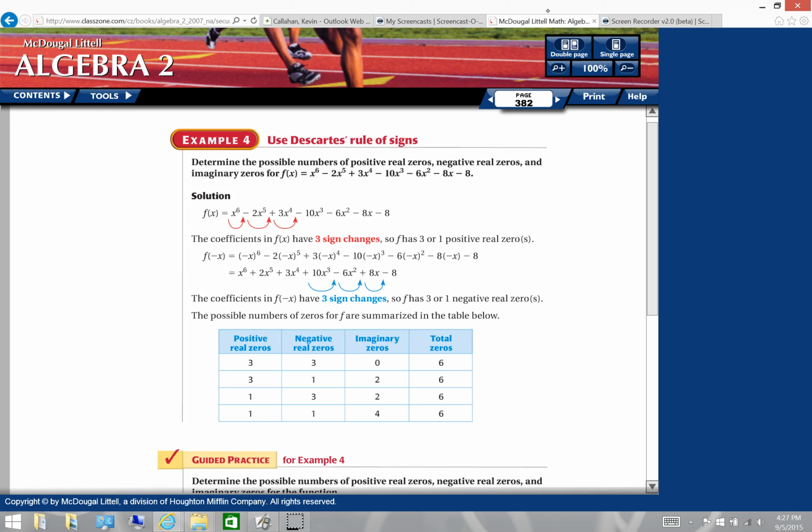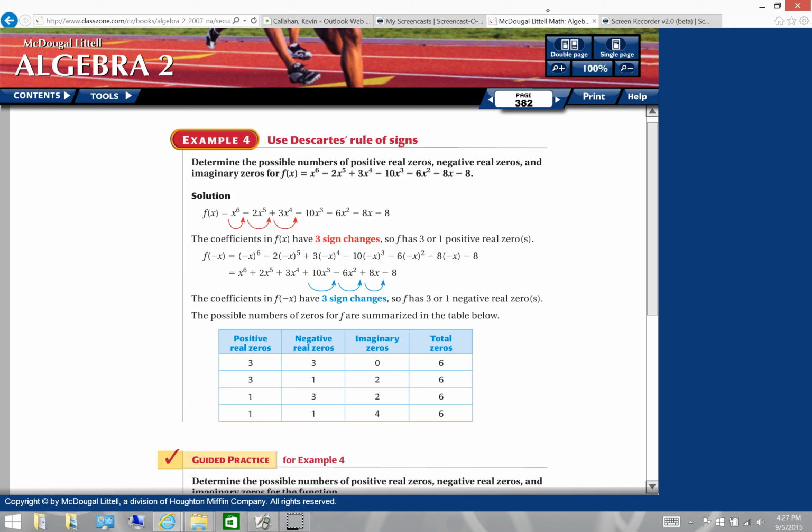So these two columns are telling you that you could have 3 positive zeros, and you could have 3 negative zeros. That would be okay because they would add up to 6, and you're allowed to have 6 total zeros. But it's possible that you could have 3 positive and 1 negative. It could be less than the 3 by an even number. But if that's true, then you're going to have 3 and 1, so there must be 2 imaginary because they all have to add up to 6.